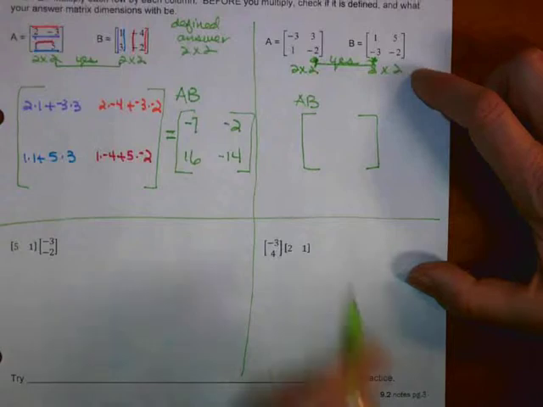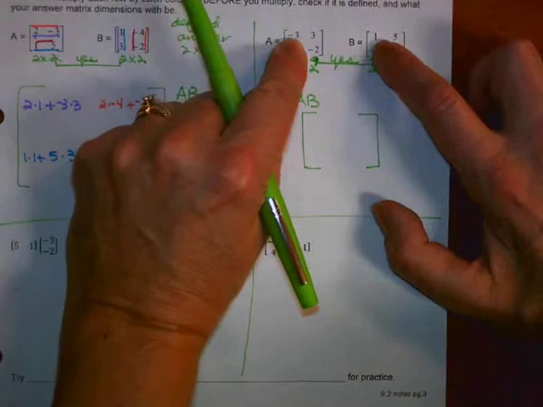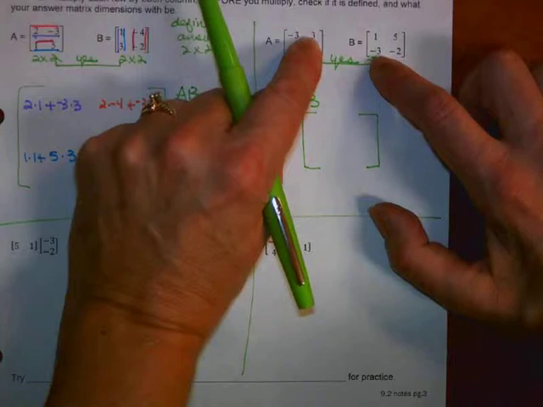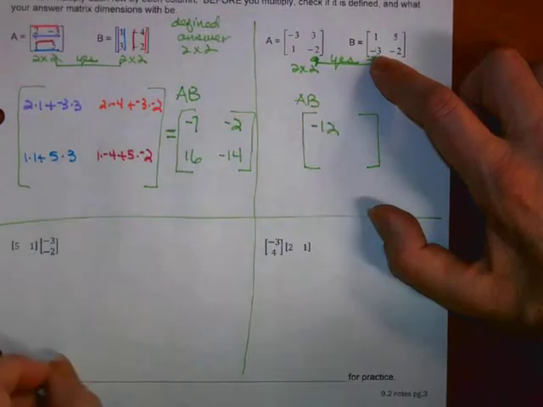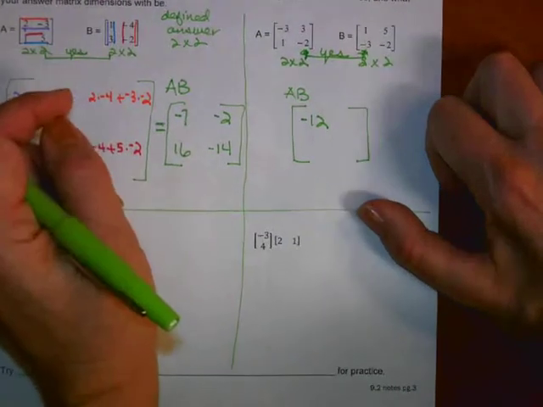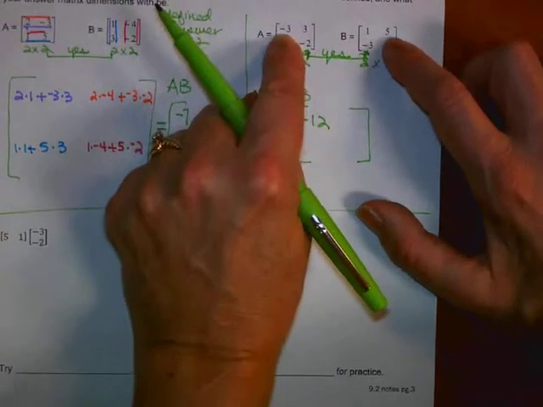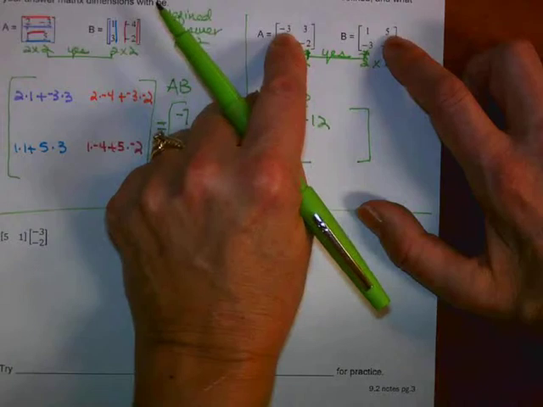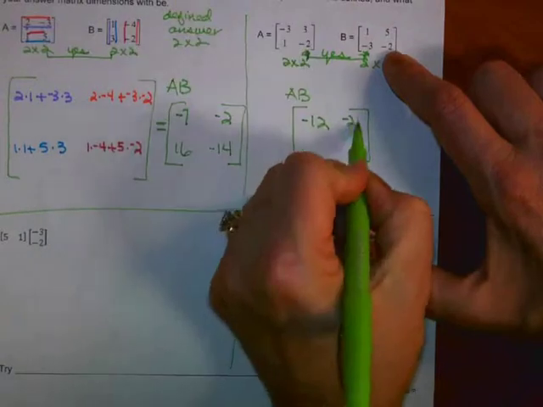Okay? So we're going to multiply the first row by the first column. Watch, -3 times 1 is what? -3 plus 3 times -3, which is -9. So we have -3 plus -9. -12 will be the first element. Then I'm going to do the first row by the second column. -3 times 5 is what? -15 plus -6. That's my second element.